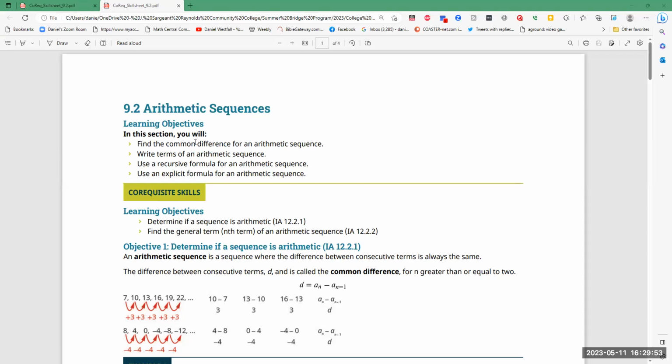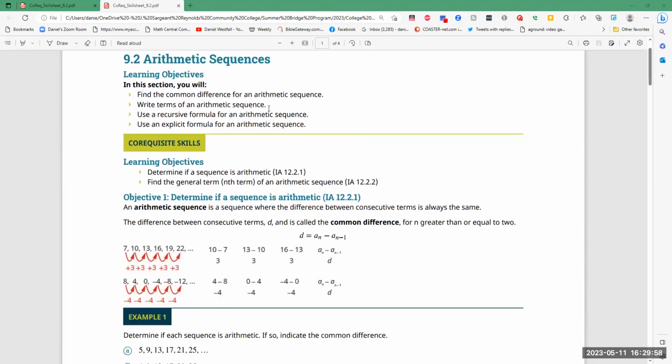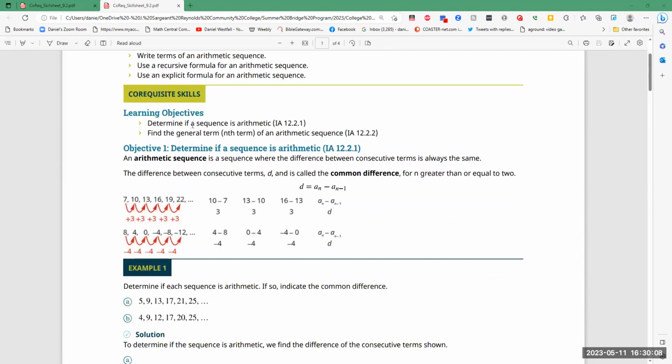are that you will find the common difference for an arithmetic sequence, write the terms of an arithmetic sequence, use a recursive formula for an arithmetic sequence, and use an explicit formula for an arithmetic sequence. So those are the goals of 9.2.